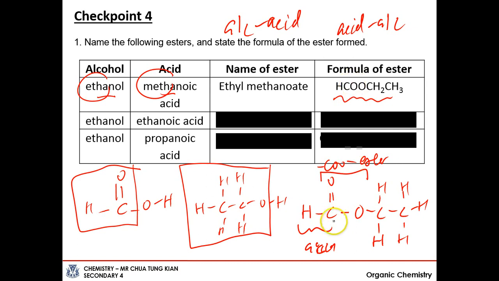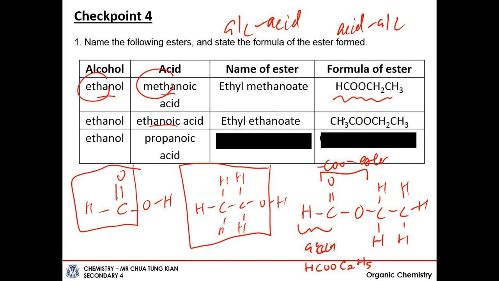So when I write the formula out, it is actually HCOOCH2CH3 or C2H5. Okay. Next one, ethanol and ethanoic acid. So it will be ethyl ethanoate. Structure is as such. CH3COOCH2CH3. So how do we get this structure? Ethanoic acid is like this.